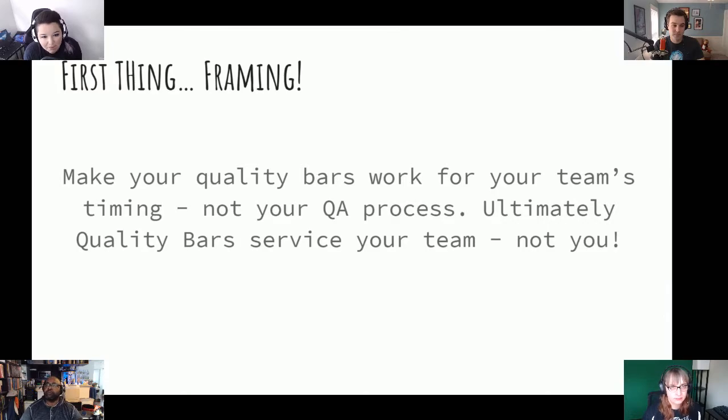And so this is the first step. Make sure your quality bars work for your team's timing. Make sure your quality bars work for your team's process. Make sure your quality bars work for your team's give a shit meter. I like that.